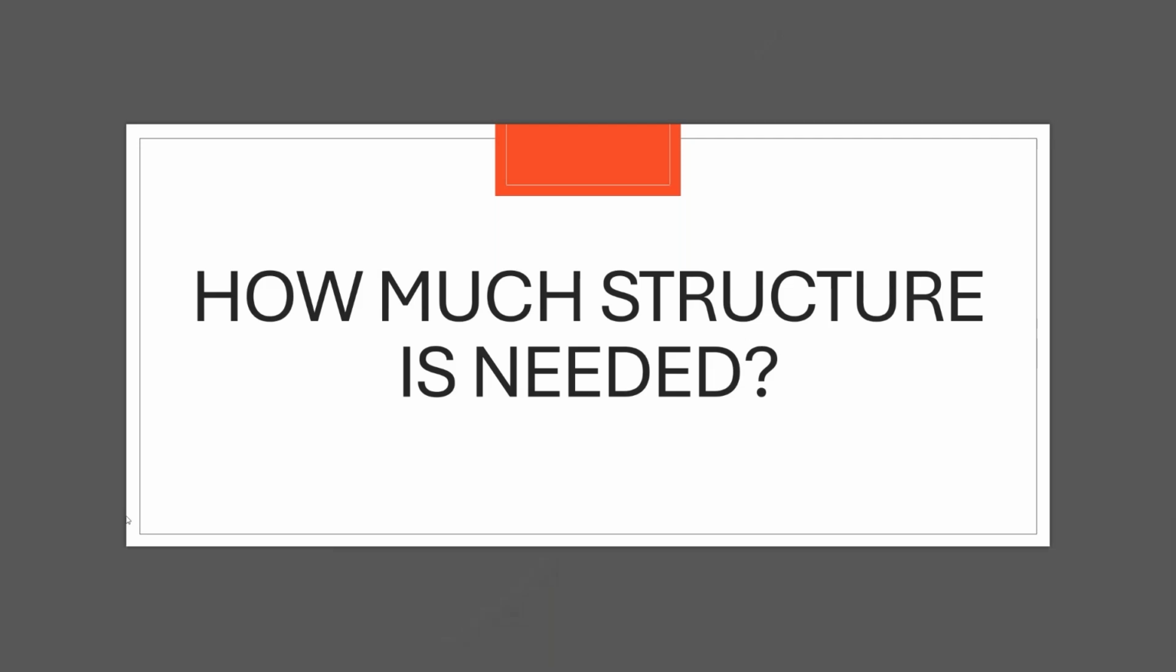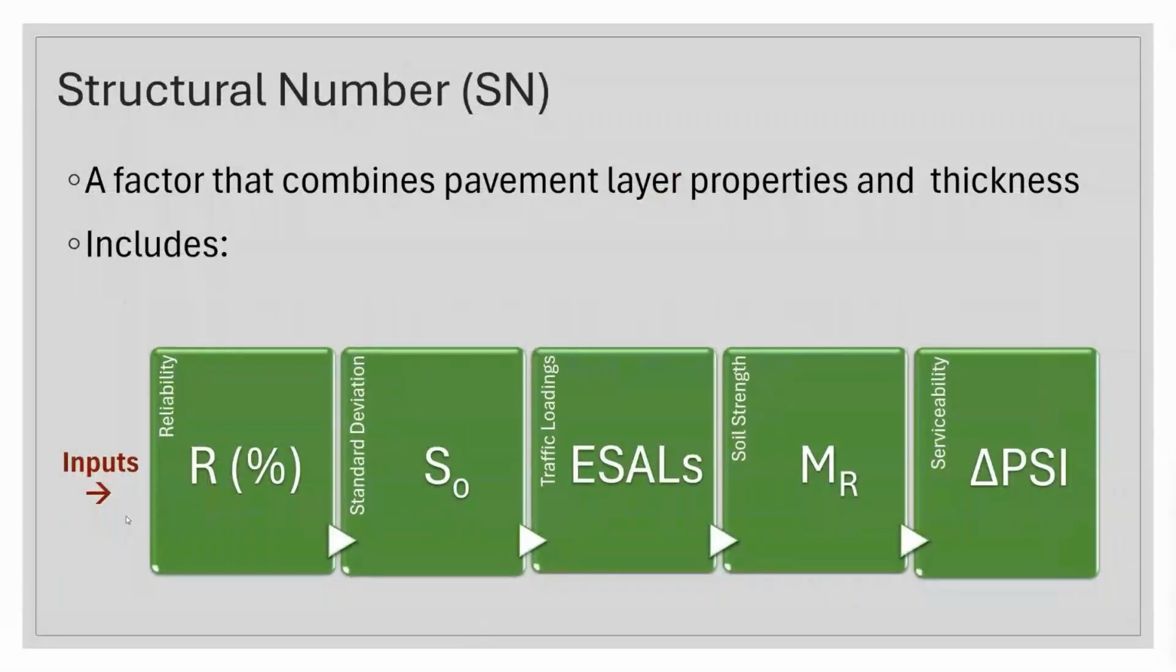All right, so we've talked about subgrade, we've talked about traffic. Now we're going to start putting that together to figure out how much structure we need. And there's something called structural number. This is kind of the key concept of that 1993 AASHTO pavement design process. This is a factor that puts the pavement layer properties and thickness together, and it's going to include a whole lot of stuff. So one of those is reliability.